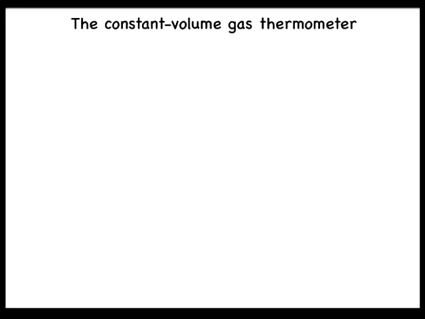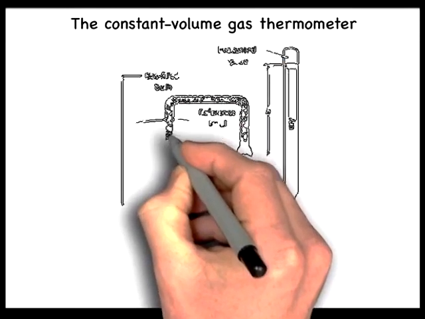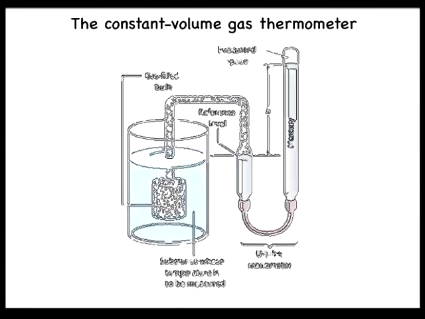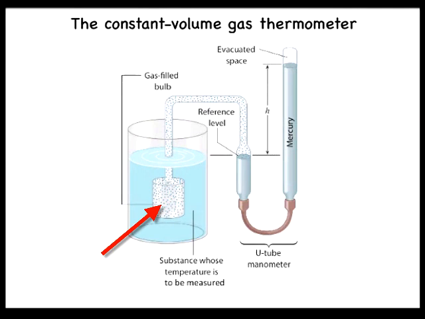A constant volume gas thermometer consists of a gas-filled bulb to which a pressure gauge is attached. The bulb, usually filled with hydrogen or helium at low density, is placed in thermal contact with a substance whose temperature is being measured. The gauge mechanism is called a U-tube manometer.